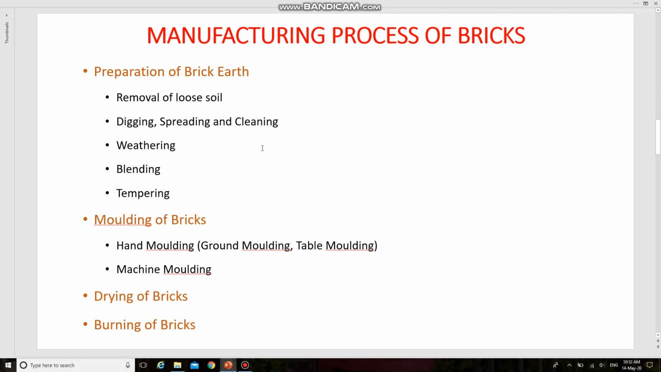Next is the manufacturing process of bricks. So first point is removal of loose soil. The top layer of the loose soil, about 20 centimeter approximate depth, contains a lot of impurities and hence it should be taken out and thrown away. So second step is digging, spreading and cleaning.